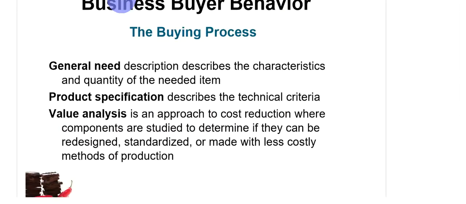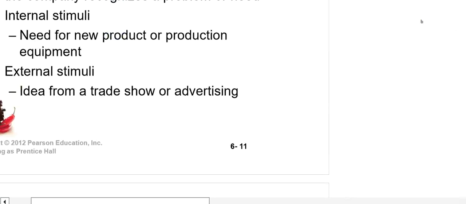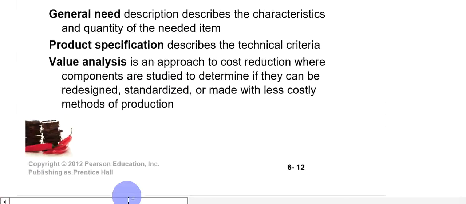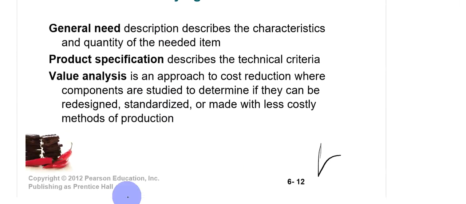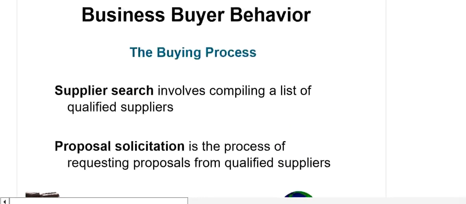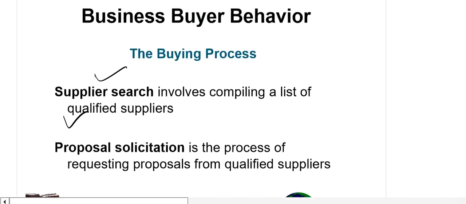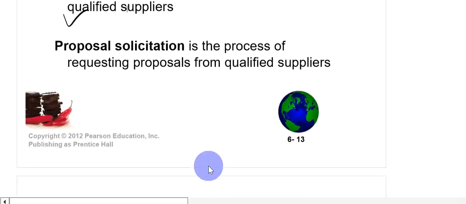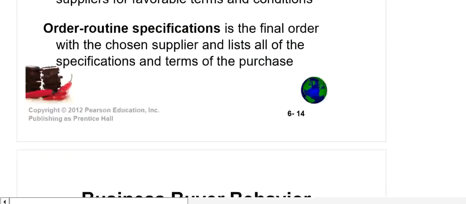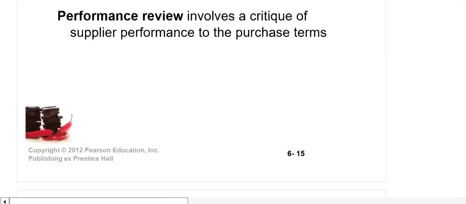Need description. So here we have general need description, product specification, value analysis, and then we will go for supplier search. Then we will request the organizations or suppliers to give us proposals. Then we will select the suitable supplier. After that, we will give the order, and at the end we will review our performance.